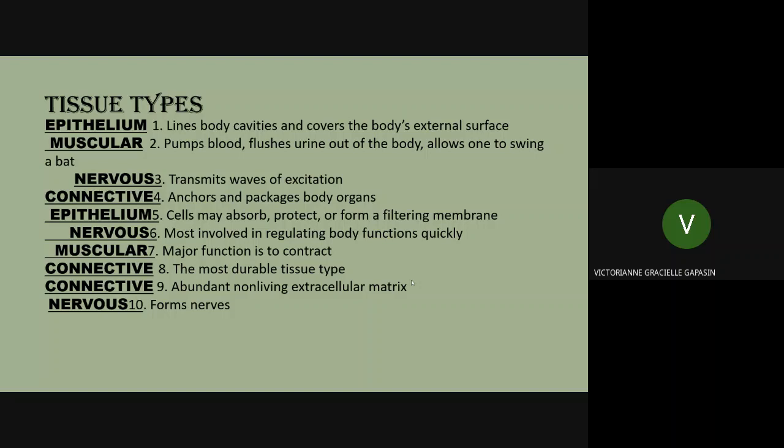Number 5, cells may absorb, protect, or form a filtering membrane. Epithelium. 6, most involved in regulating body functions quickly. Nervous. 7, major function is to contract. Muscular. 8, the most durable tissue type. Connective. 9, abundant non-living extracellular matrix. Still connective. And last, number 10, it forms nerves. The nervous tissue.